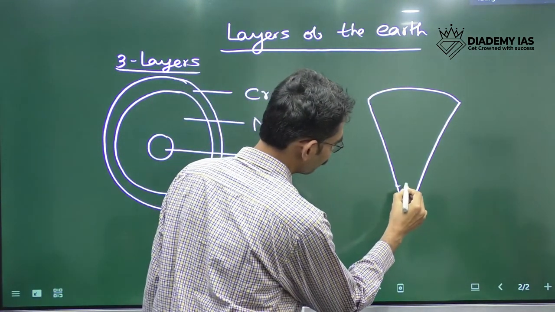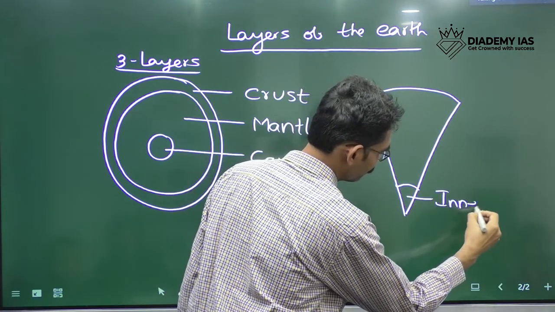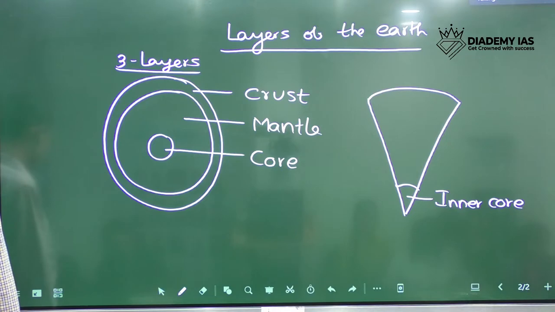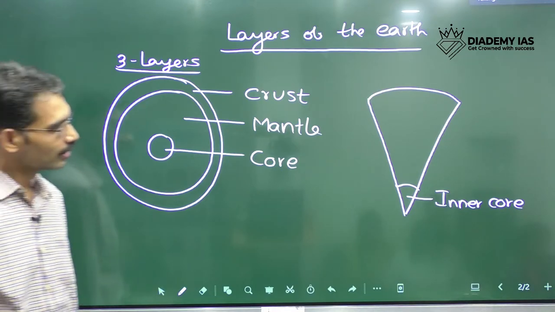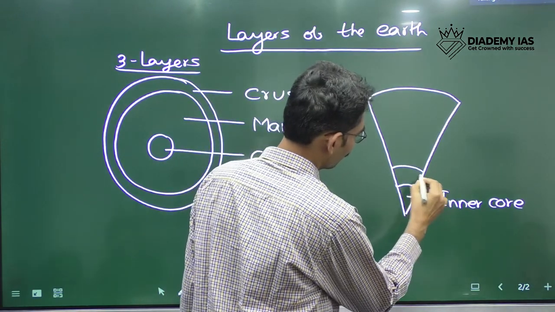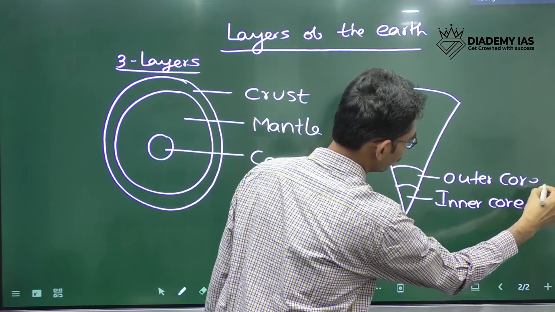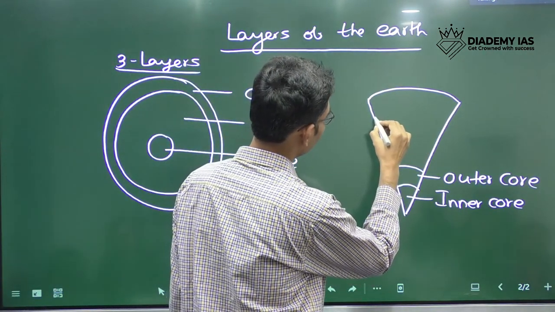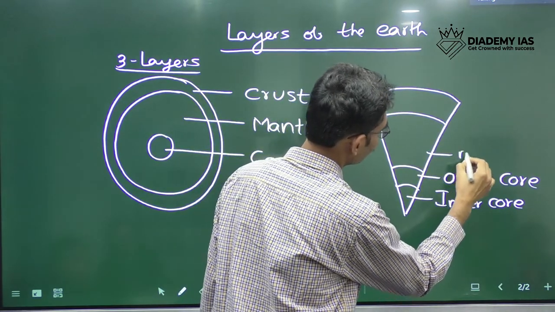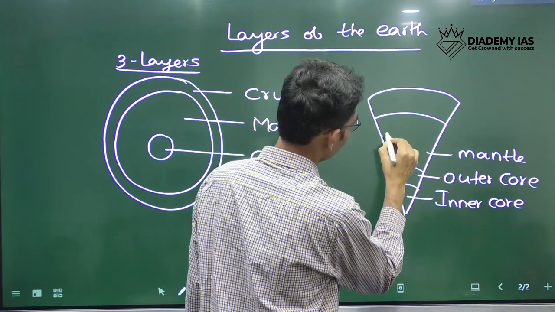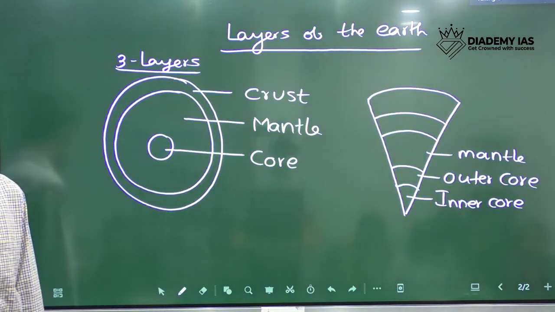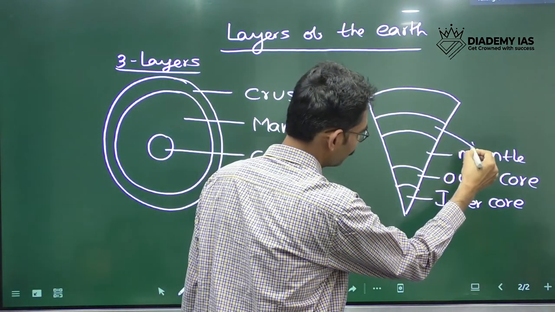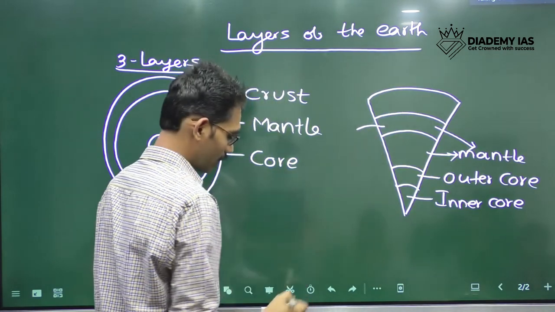Now if you take, this is inner core. Inner core, then it will be outer core. In mantle itself, you will get two important layers. This also mantle, this also mantle, this also mantle. Now it has a separate name called asthenosphere.